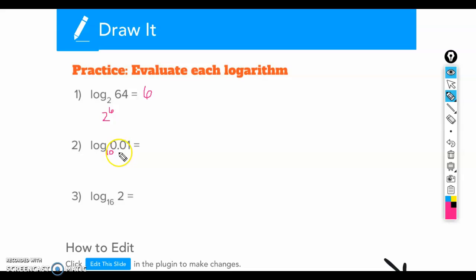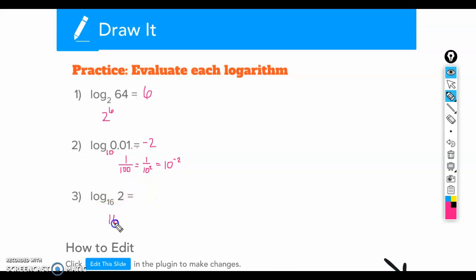Scientific notation might help you with that because the decimal has moved over. And so another way to think about it is also that 0.01 is 1 over 100. And so if you've got 1 over 100, that's 1 over 10 squared. And then that would be 10 to the negative 2. So 10 to the negative 2 power would be equal to 0.01.